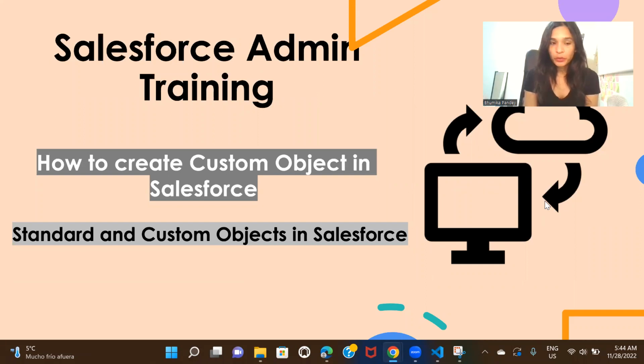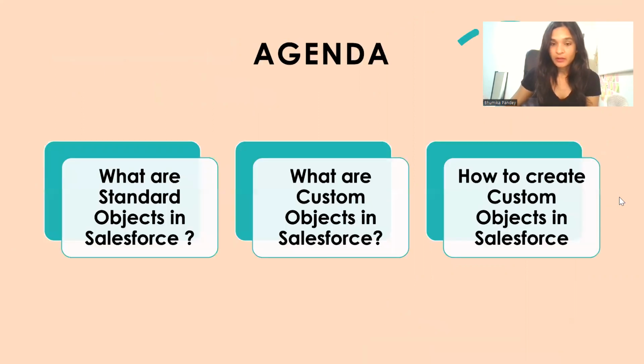In this one, we are going to discuss what custom objects and standard objects are in Salesforce. I'll also show you how to create custom objects. First of all, let's have a look at the agenda. We'll start with standard objects, then move forward with custom objects, and then we'll see how to create custom objects in the Salesforce org.